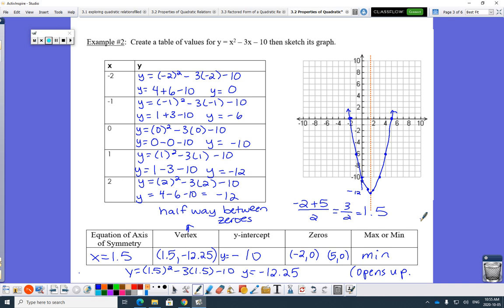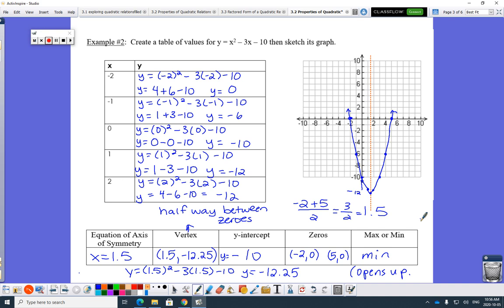So there are advantages to different forms of the equation. In the standard form, you can tell whether it's going to open up or down because of the number out front of the x squared, whether it's positive or negative. You can find the y-intercept. You cannot easily find the zeros without drawing the graph. Finding the vertex, is this a nice vertex? No, not really, right? So that can also be tricky.